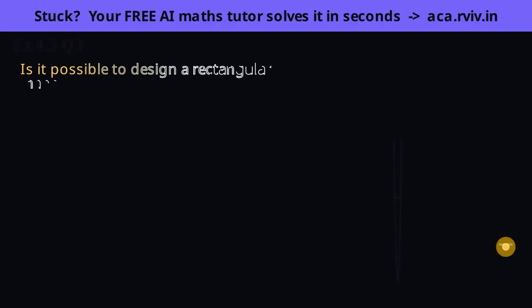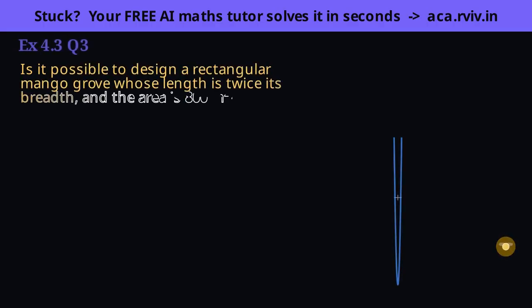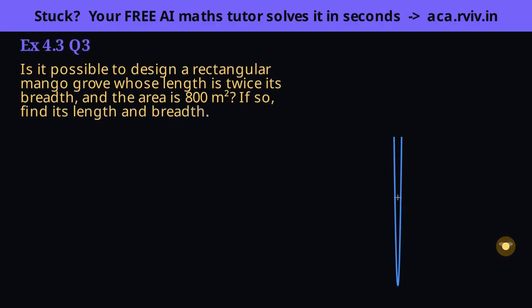Form the quadratic, then let the discriminant say yes or no. Notice the question first asks, is it possible? That's a job for the discriminant, which decides whether real dimensions can exist. But we must form the equation before we can test it. Let the breadth be x, the length is twice it, so 2x.